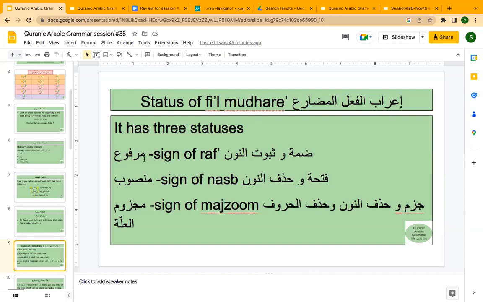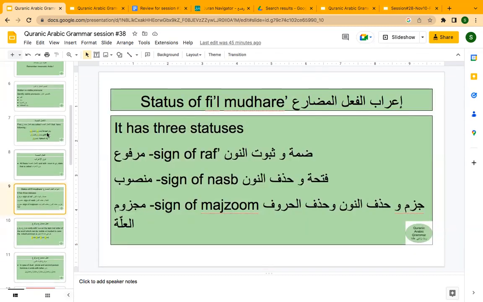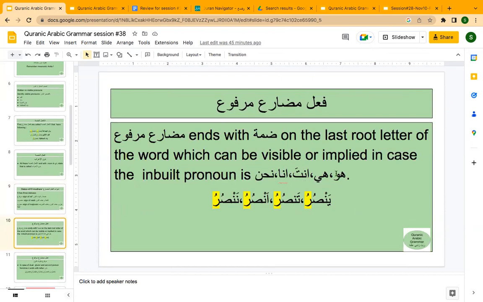Okay, good. So if your mudare is huwa, hiya, anta, ana, nahnu, which is huwa yansuru, hiya tansuru, or anta tansuru, because it is the same, only the context is going to tell you whether it is hiya or anta, or ana ansuru and nahnu nansuru. And now I'm asking you, what is the status of your mudare? You are going to answer mudare marfu. What is the status of this mudare? This is raf status, or it is mudare marfu. Everyone with me so far? Now, is it clear or no? Huma?